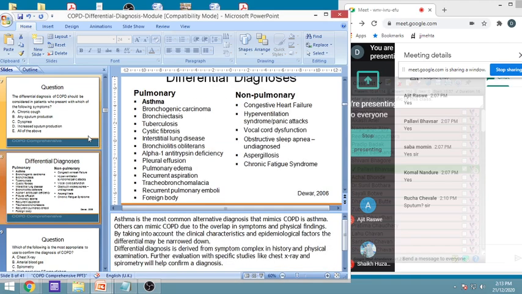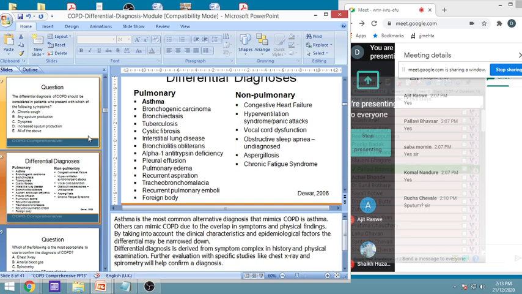Then next is, what differential diagnosis do we have to go for. We have to categorize whether the patient's breathing problem is because of pulmonary causes or non-pulmonary causes. Breathing problem means apnea, difficulty in walking, difficulty in exercise, all. So for non-pulmonary, there can be many reasons.